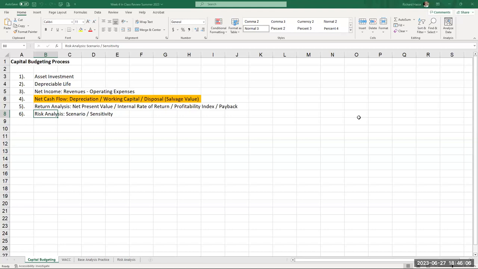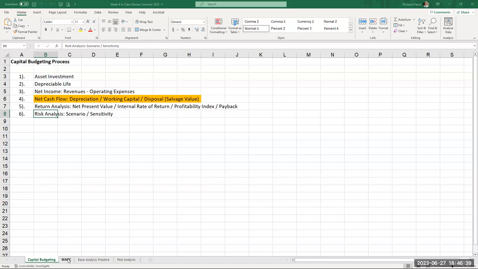Then once we have all that cash flow, we determine the return analysis by taking a look at the dollar return and the net present value analysis, the percentage return and the internal rate of return, the ratio return and profitability index, and the return in years by the payback. And then once we have that data, is this data reliable? Then we look at the risk analysis, scenario, and sensitivity. That's what we'll be studying over the next few days and getting an understanding of that.